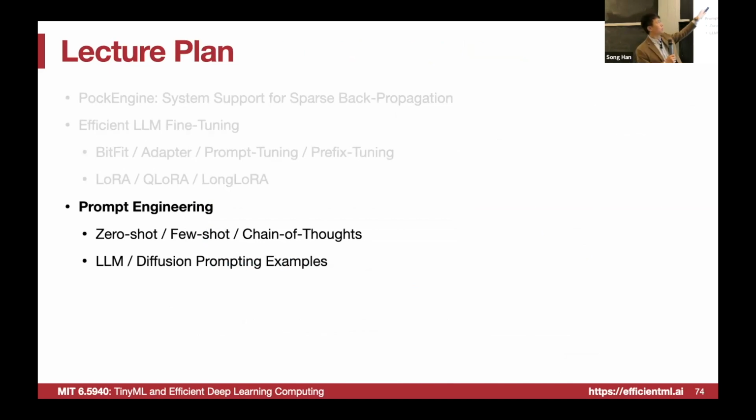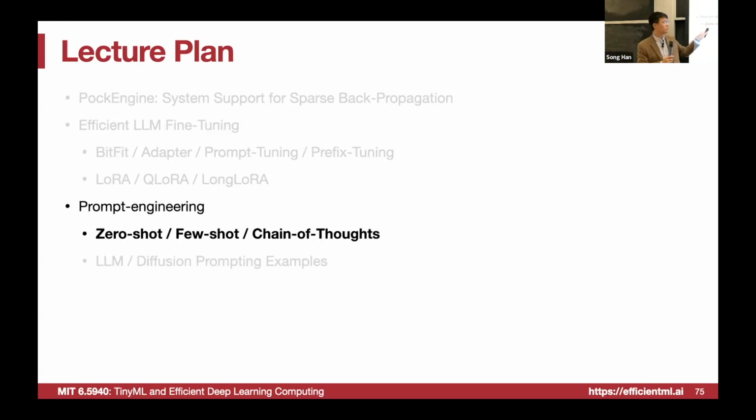Okay, so having talked about efficient large language model fine-tuning, let's switch gears to talk about prompt engineering. In this part, we still need to fine-tune the model. In the third part, we don't need to fine-tune the model. We just need to engineer the prompt to get the desired output that we want. I'll introduce zero-shot learning, few-shot learning, chain of thoughts, as well as a few examples of LLM and diffusion model prompting examples.